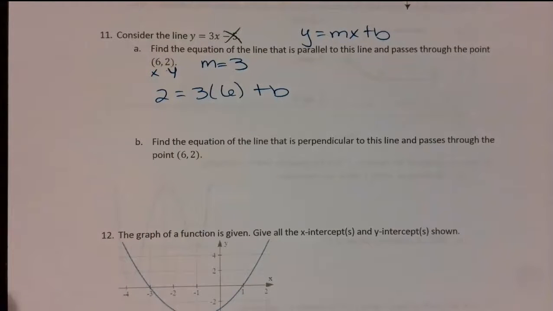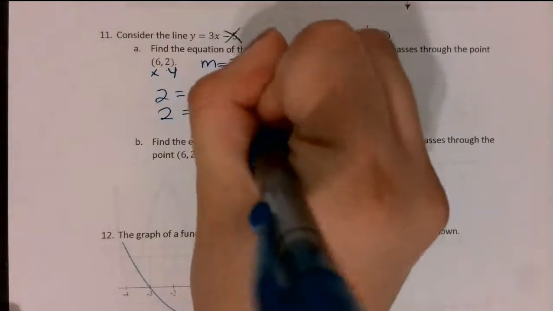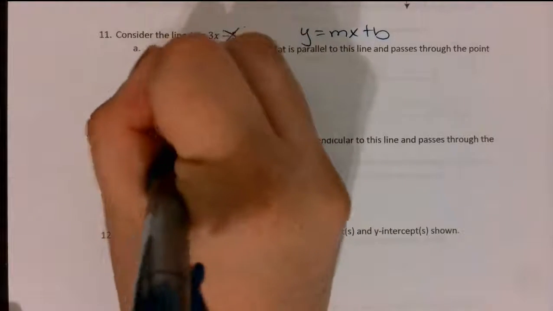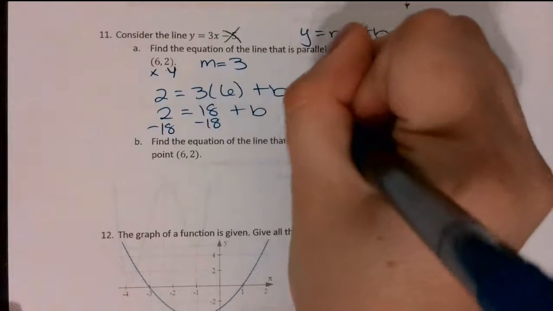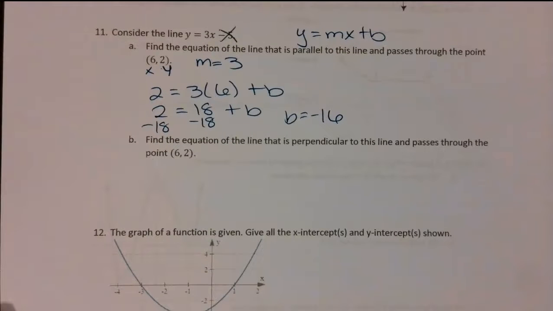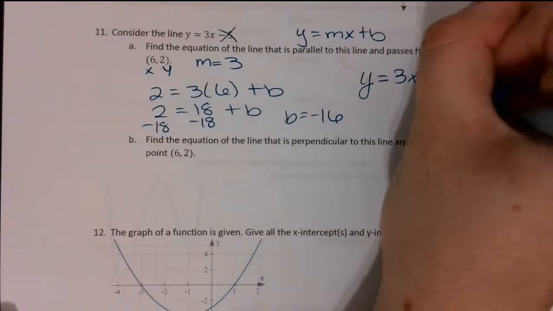Okay. 3 times 6 is 18. Then I subtract 18 on both sides. I get b equals negative 16. I just need to plug back in m and b for my equation to get my new line. I have y equals 3x minus 16.